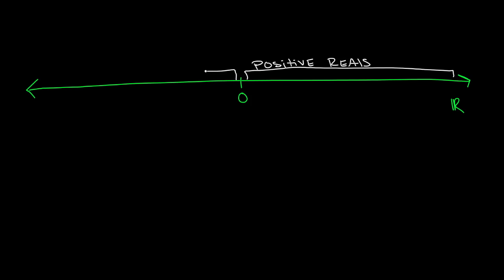Anything to this side we say are the negative real numbers. So an example of a positive real number might be 5.3, might be 0.001. An example of a negative real number right here might be negative 11.7.